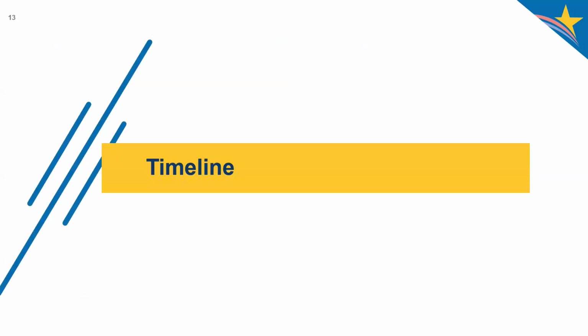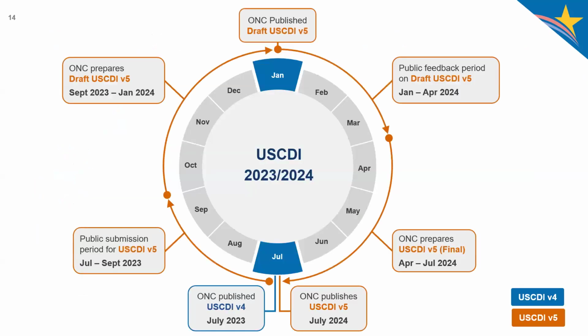Where are we in the USCDI timeline, besides just the comment period closing on Monday for draft v5? Here's a big picture look of where we were in 2023 and where we are in 2024, including that we predict that we will publish our final v5 in July and update this cyclical image to reflect v6, because our anticipated cycle for submissions for v6 opens up as soon as we publish the final v5.